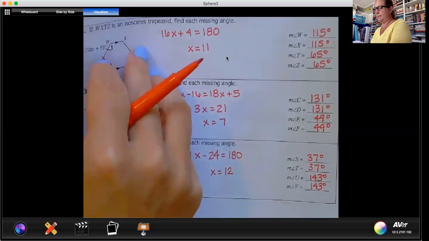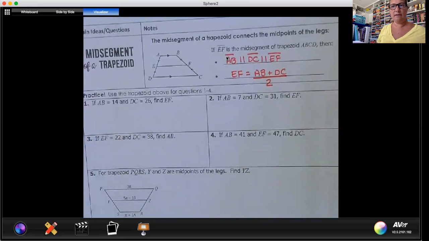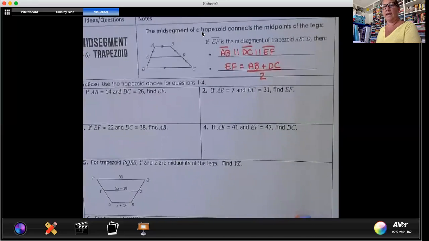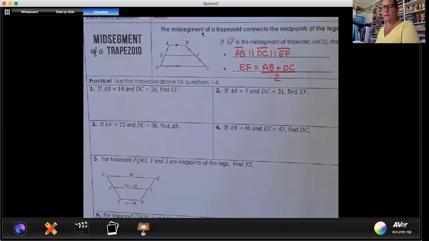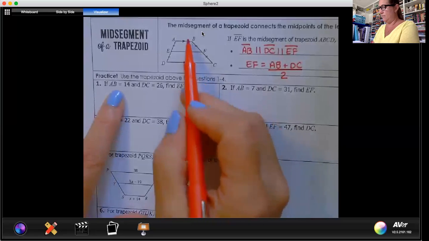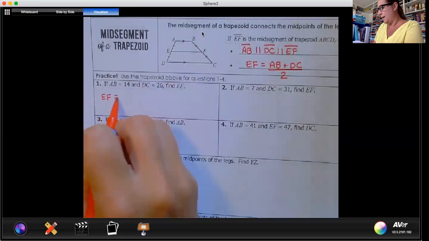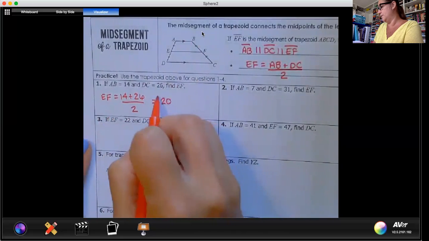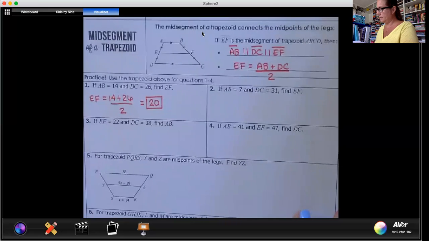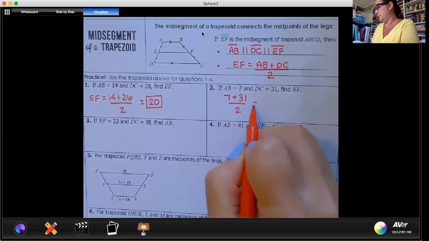Now we're going to talk about mid-segments of trapezoids. If EF is the mid-segment of trapezoid ABCD, then segment AB is parallel to DC is parallel to EF, and EF is equal to the length of AB plus the length of DC divided by 2. So using this particular diagram, if AB is 14 and DC is 26, to find EF, we add those up and divide by 2, and 40 divided by 2 is 20. If AB is 7 and DC is 31, then you would get 19.